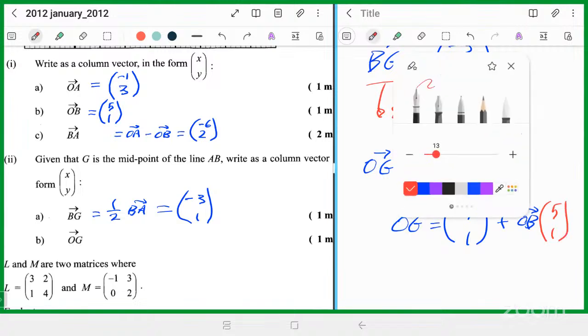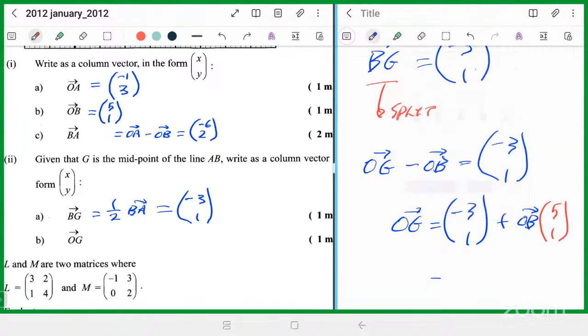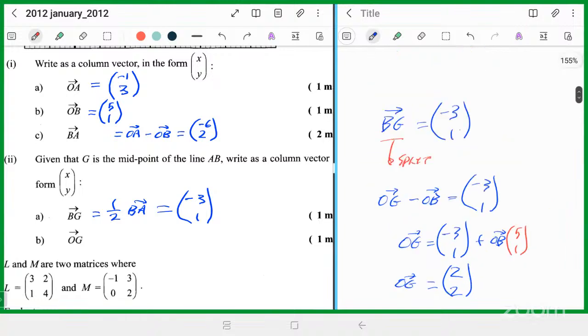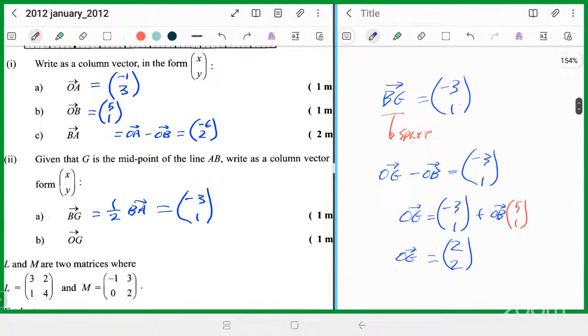And so that OG becomes -3 plus 5 is 2, and 1 and 1 is 2, which is what we're supposed to get based on the diagram. So maybe I would give them this calculation to see how we get to OG. This works out to be 2, 2. That finishes that part of the question.